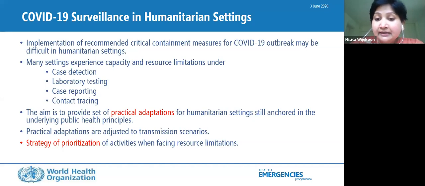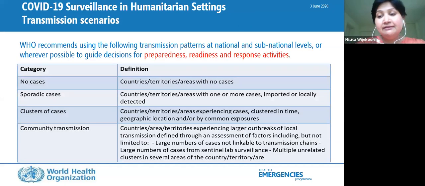So the idea of the surveillance guidance was not to provide a different set of guidance, but to provide more practical adaptation in a setting where there are resource adjustments. Now, strategy of prioritization under each transmission scenario is the key activity here. I'm sure that you are very familiar with the 4 transmission scenarios WHO has published in previous documents, which should be aiding your preparedness, readiness, and response. Most countries in the world are not in the no-case scenario, but some humanitarian settings are still in the no-case scenario, which we will go into in detail. Some may have sporadic cases, some may have clusters, some may be going into community transmission.